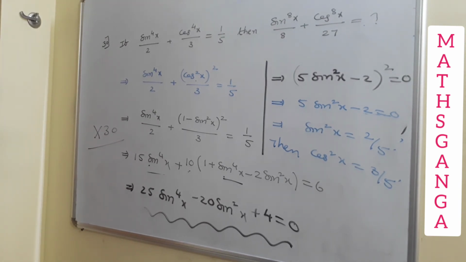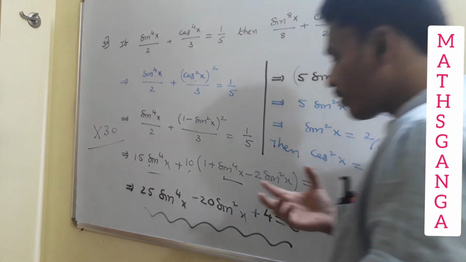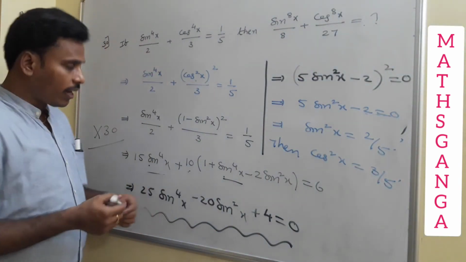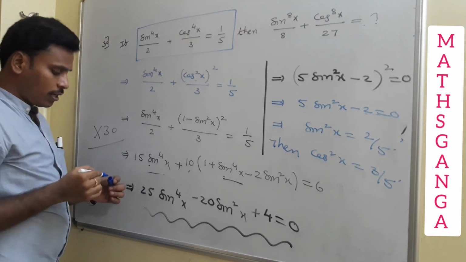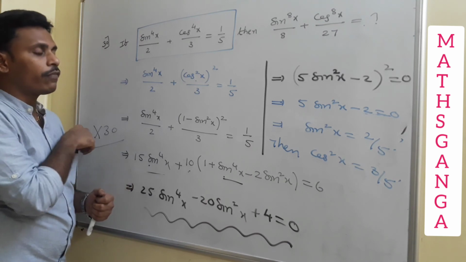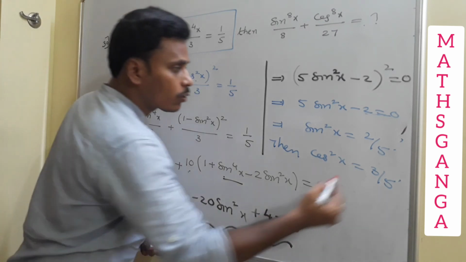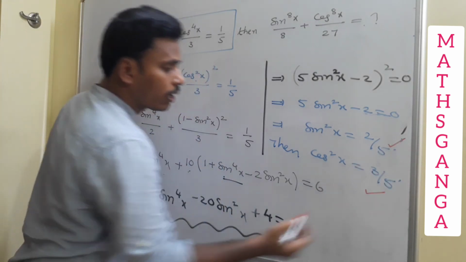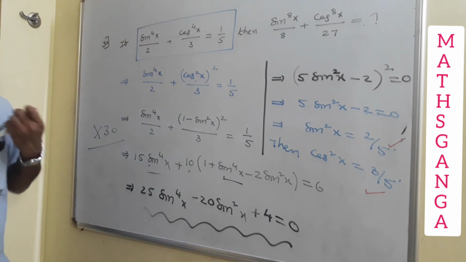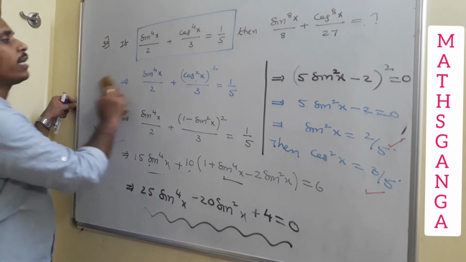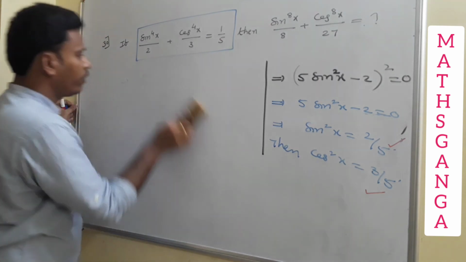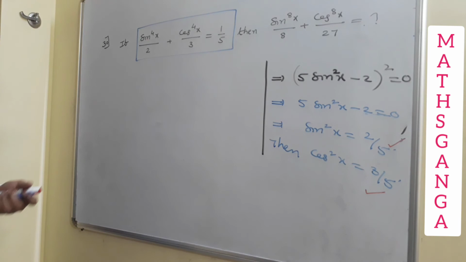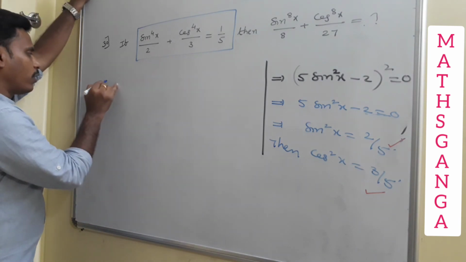They ask us to find sin power 8x by 8 plus cos power 8x by 27. But with the given expression, sin power 4x by 2 plus cos power 4x by 3 is equal to 1 by 5, on simplification at the end I have that sin square x is equal to 2 by 5 and cos square x is equal to 3 by 5. Using those two, I need to find the required value. And now have a look at this, what we need, we need to simplify that one.